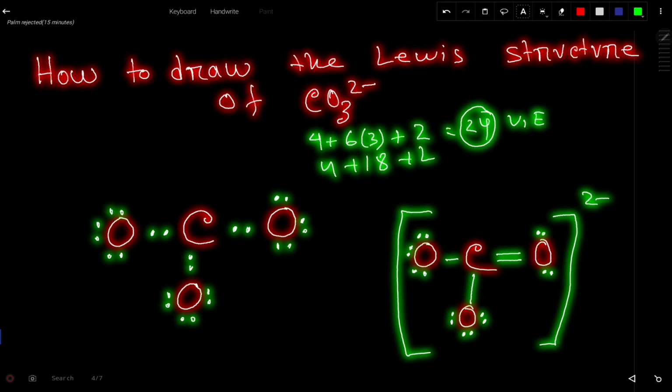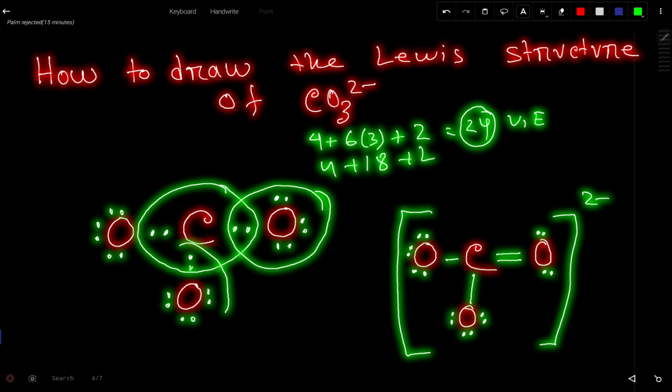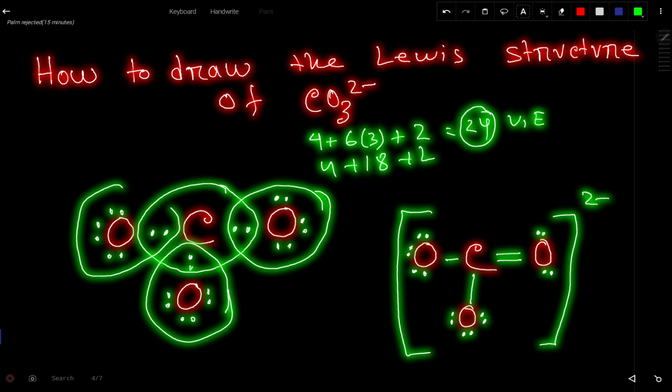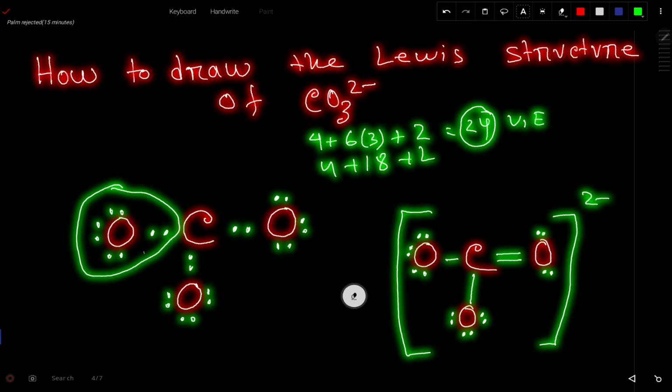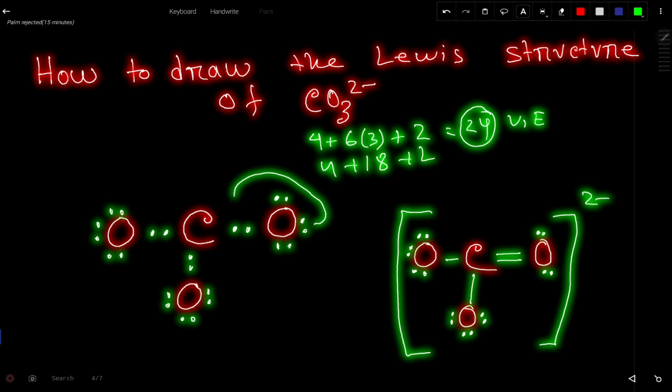Now look at the octet. This carbon has only 6 valence electrons, but this oxygen has 8, this oxygen has 8, and this oxygen also has 8. Now we need to satisfy the octet of the central atom. To do so, we'll move a lone pair as a bond pair, right? Lone pair as bond pair.